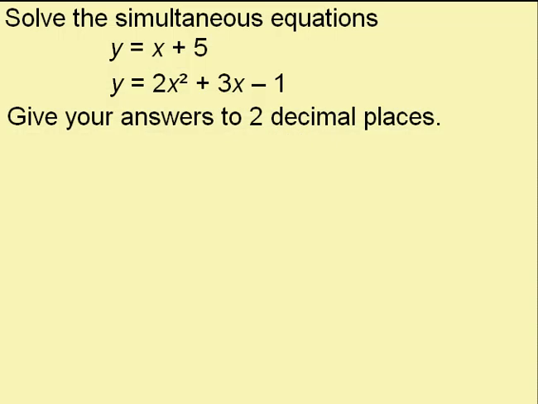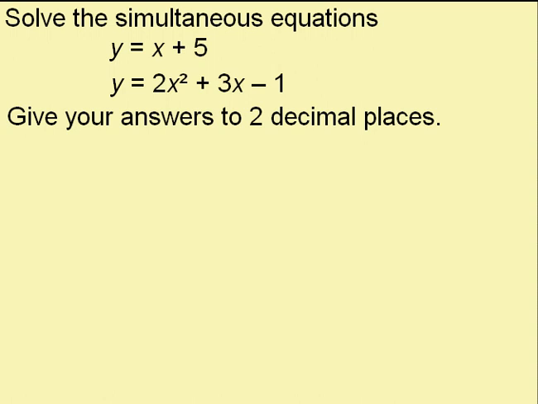Now this question looks slightly different to the ones we've seen before, and the reason it looks different is because we're asked to give our answers to 2 decimal places. This alerts me to the fact that when I get my quadratic equation equal to 0, I won't be able to factorise it, and instead I'll need to use the quadratic equation formula to find the solutions.